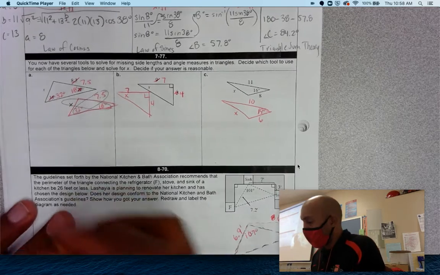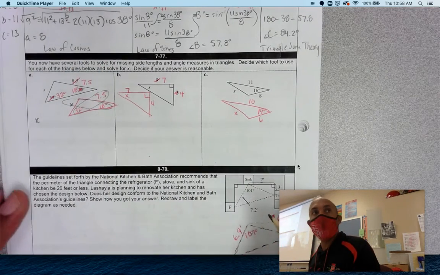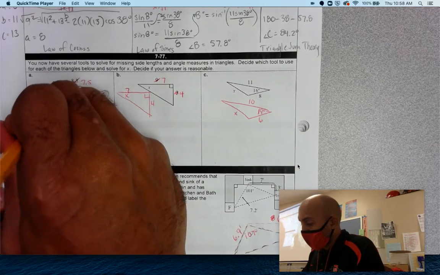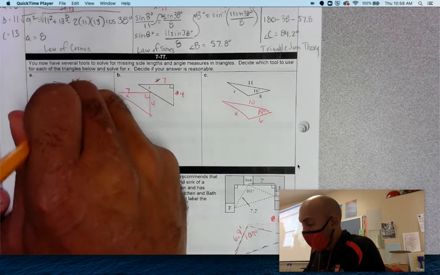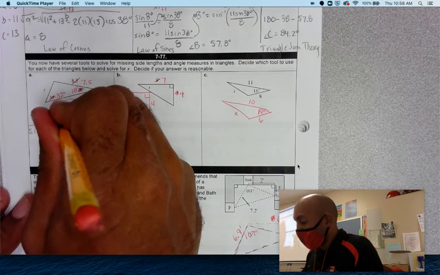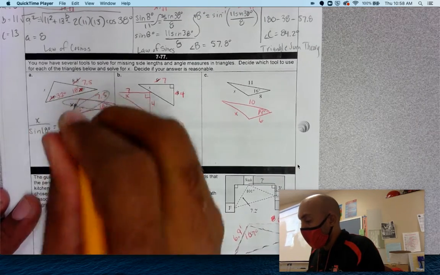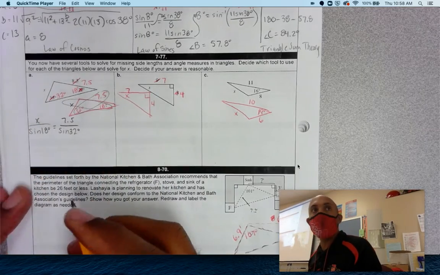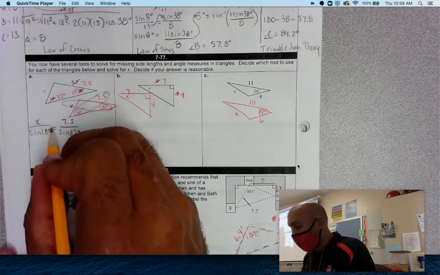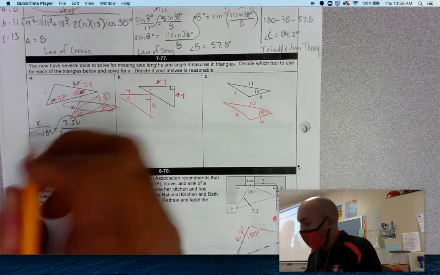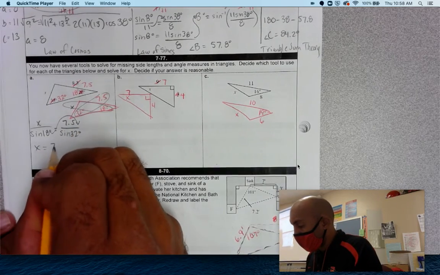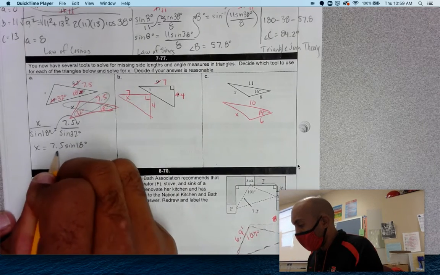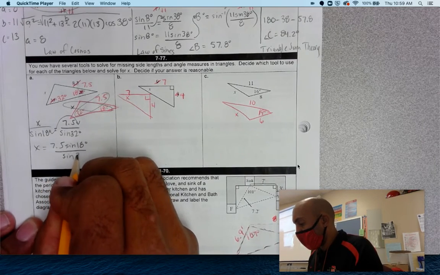So that works. Remember, since I'm looking for a side, I put that on top, and I put the sine of the opposite angle on the other side. So sine of 18 degrees. And then I put the other side on top, across from the sine of the opposite angle to that one. And I use my little cross multiplying trick. So this is going to go up here. Now it's 7.5 times the sine of 18 degrees divided by the sine of 32 degrees.